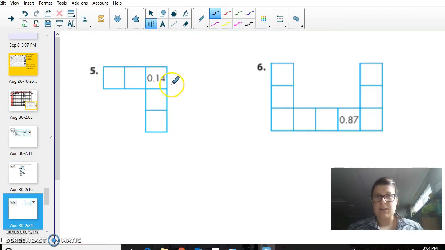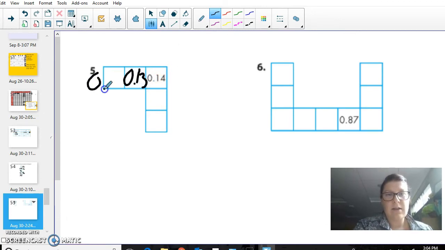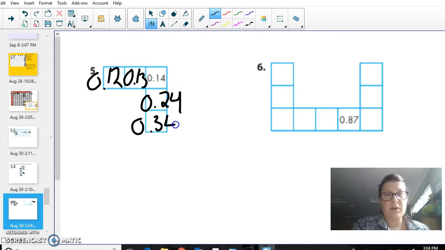All right, I can do the same thing here, but now it's asking me to work backwards. What hundredth comes before 14 hundredths? Pause the video now and see if you can figure out number 5. I know that 1 hundredth less would be 13 hundredths and 12 hundredths. I also know that it increases by 1 tenth when we go down. 24 hundredths and 34 hundredths. Pause the video now and see if you can figure out number 6.